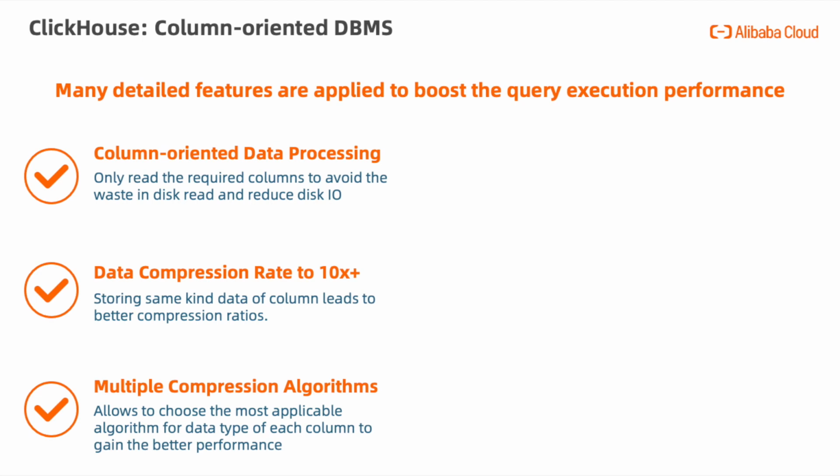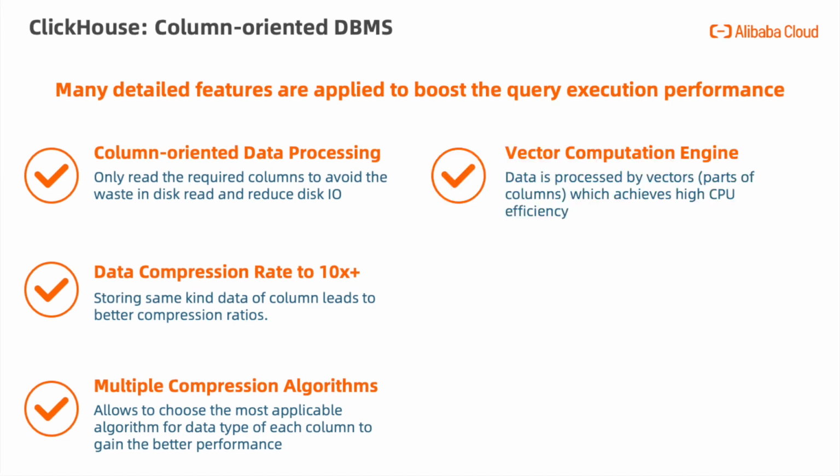Secondly, since the data type in a column is the same, it can gain better compression rates. Besides, there are multiple compression algorithms available for developers to choose from, and each works best for certain data types, to maximize the compression rate and gain better performance. Thirdly, the vector computation engine also plays an important role in boosting CPU efficiency.